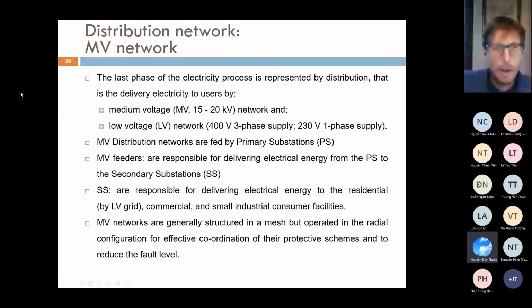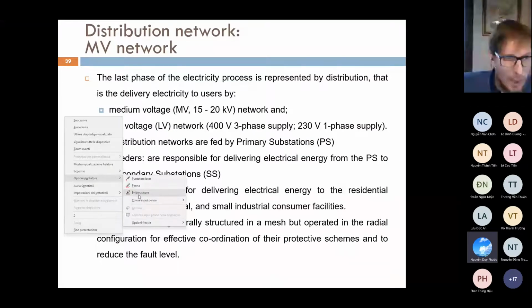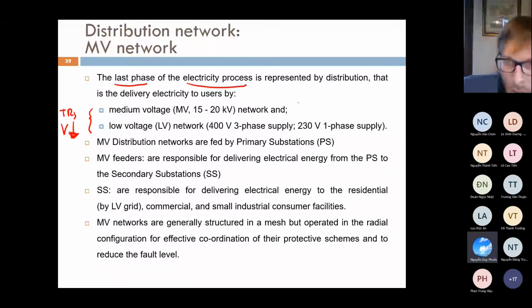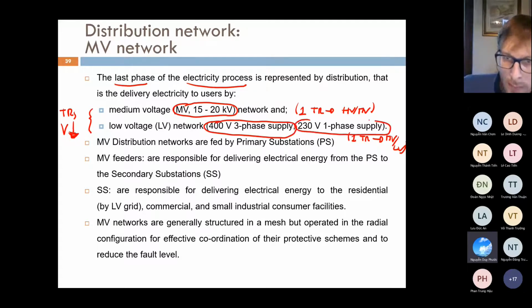What about the distribution network? So let's move to the last part of the power system. The distribution network is basically the last phase of the electricity process. And as I told you also last lecture, using some transformers we are reducing the voltage level. So with one transformer we go from high voltage to medium voltage, and then with a second transformer we go from medium voltage to low voltage. Here you have the voltage levels which are common in Italy: 15-20 kV, 400 volt 3-phase, 230 volt 1-phase. Okay.